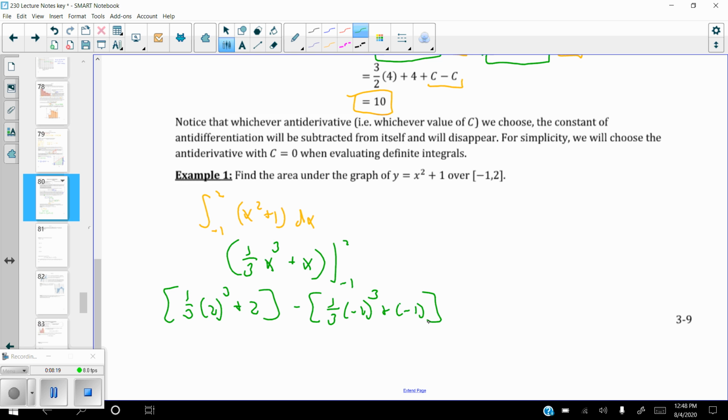And now we can evaluate. So let's see, in the first parentheses, I'm going to get 1/3 times 2 cubed. 2 cubed is 8, so that's 8/3 plus 2. We'll simplify that in a second, minus.